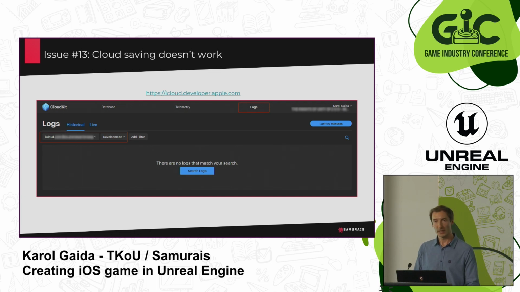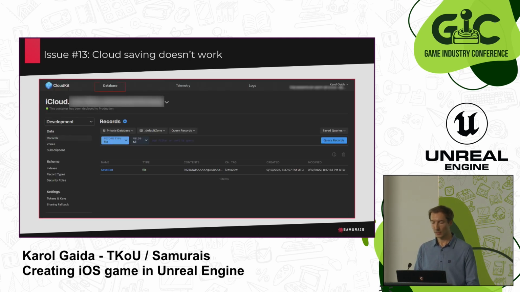If by any chance we cannot select the iCloud storage, it could be because of a problem with the storage. So I would go back to the Apple developer portal and generate the storage again. If the logs are there, but the cloud save still doesn't work, it may be due to an issue with the access to the file in the database. So let's go to the database, select the iCloud storage again, select the private database, and try to select file as a record type.